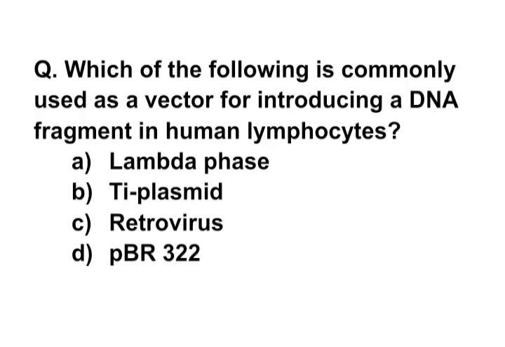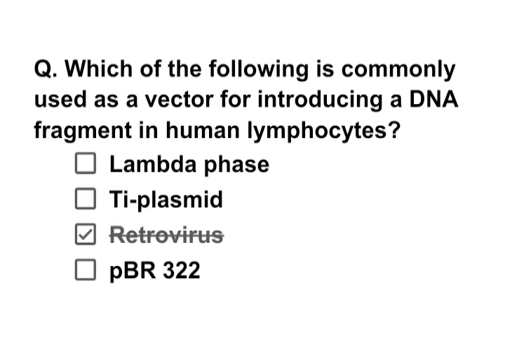Next question is, which of the following is commonly used as a vector for introducing a DNA fragment in human lymphocyte? A option lambda phage, B, T4 phage, C retrovirus, and D pBR322.